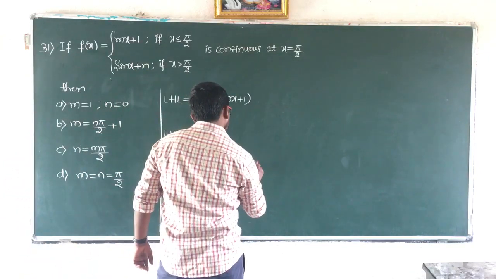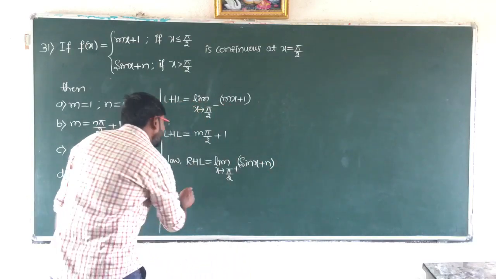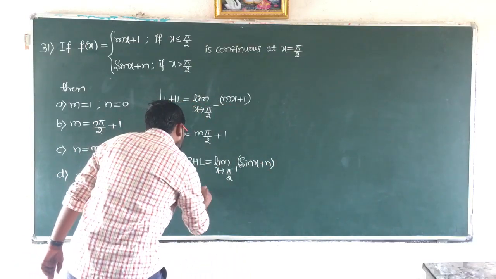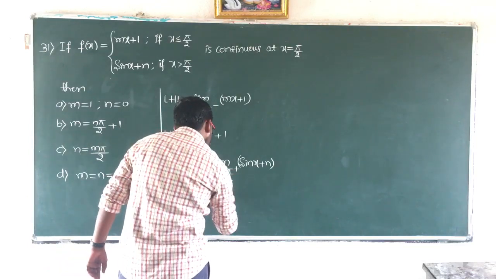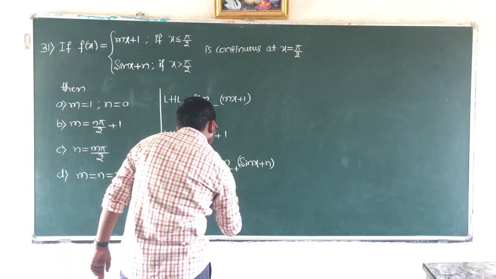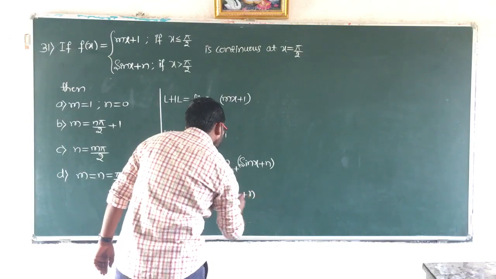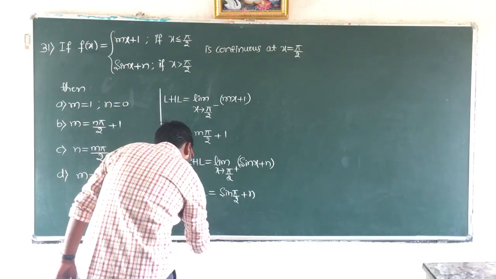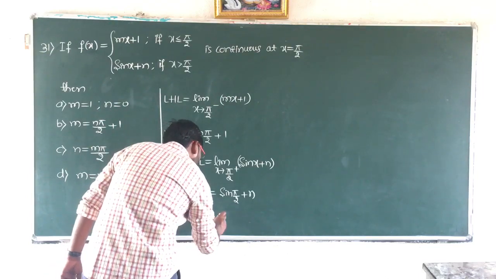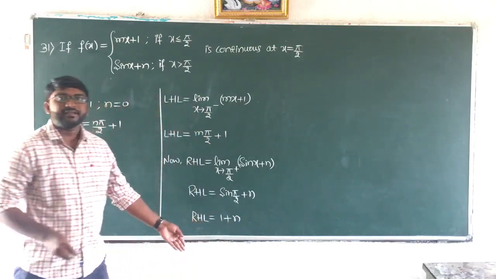Sin x plus n. So now let us apply the limit here. RHL is equal to sin pi by 2 plus n. What is the value of sin pi by 2? It is 1. So RHL is equal to 1 plus n. So this is the right hand limit.